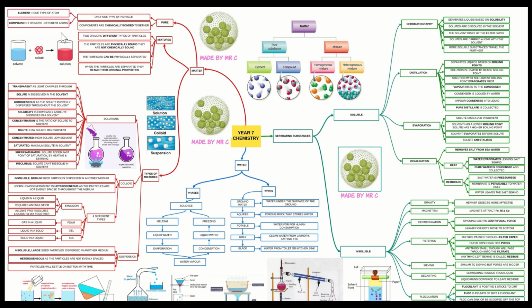The pure form can be elemental, which means it only has one type of atom, or a compound where there are two different types of atom. So pure carbon dioxide would be an example of the compound.